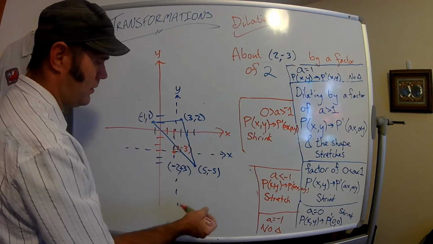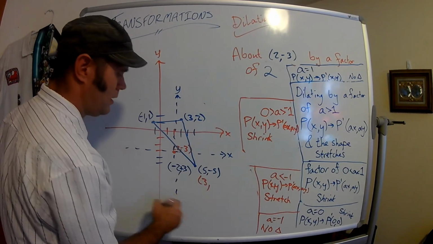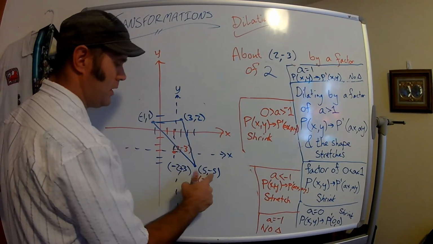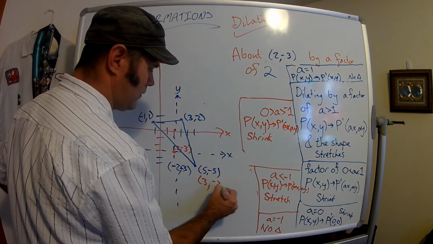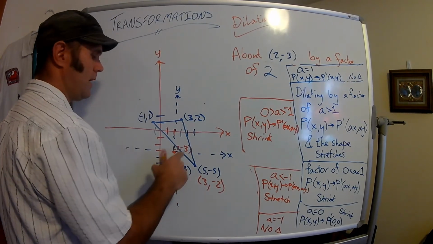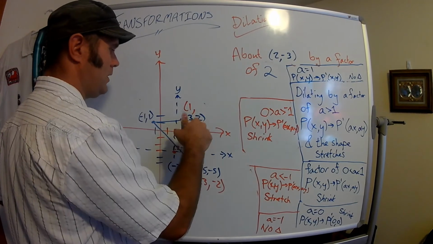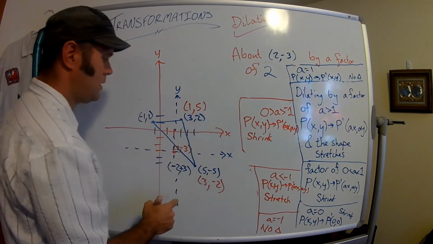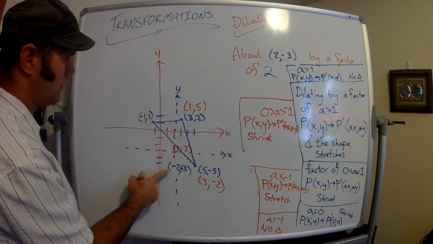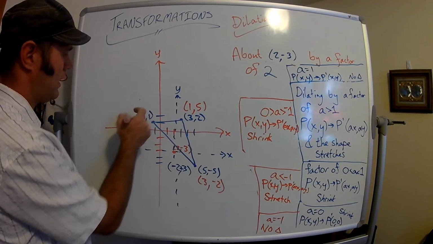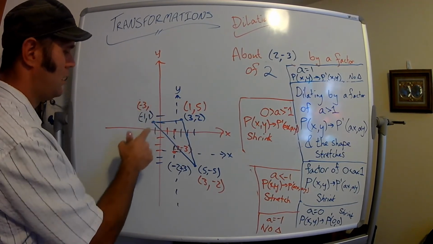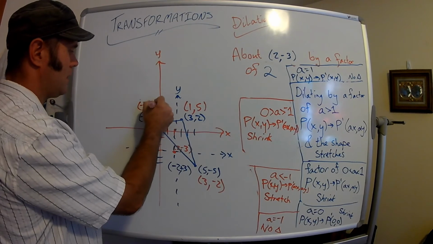So we're going to subtract 2 from 5 to get 3, and add 3 to 5 to get negative 2. We're going to subtract 2 from 3 to get 1, and add 3 to 2 to get 5. And then the last one, we're going to subtract 2 from negative 1 to get negative 3, and add 3 to 1 to get 4.